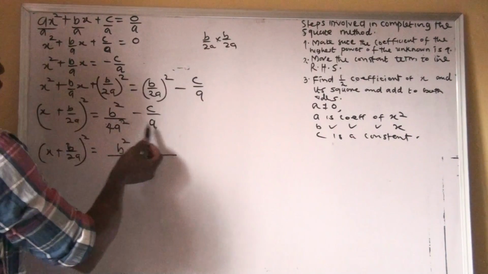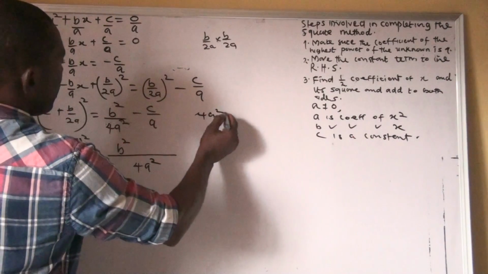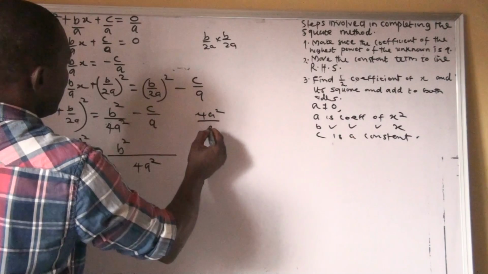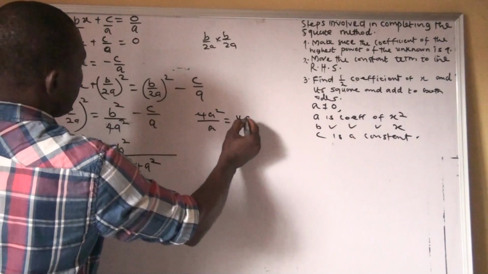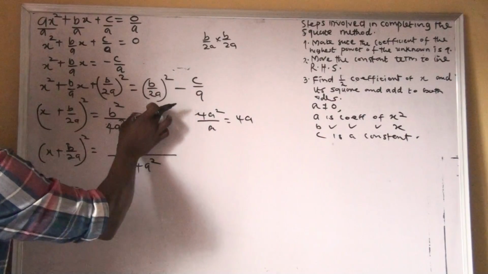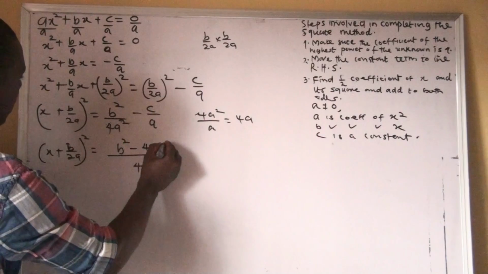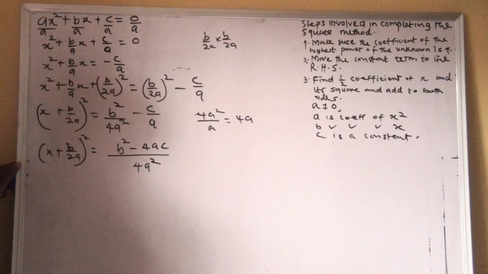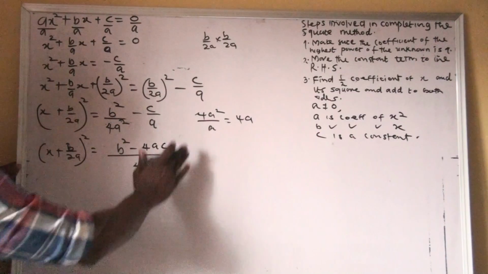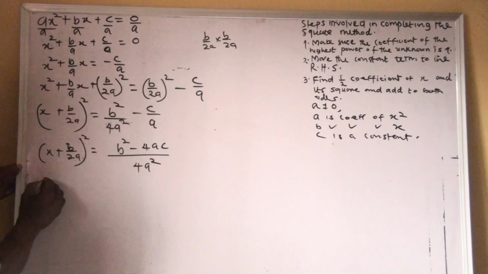Okay, then here we see 4a squared divided by a squared. So the LCM of these two fractions is 4a squared. So we see 4a squared divided by a is going to be 4a. Okay, here the 4a we use to multiply minus c, that will give us minus 4ac.